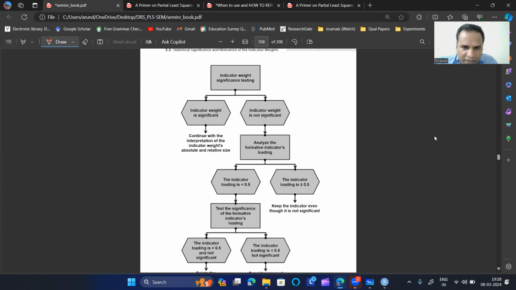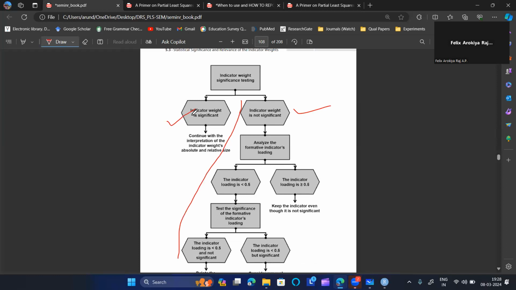Indicator weight significance testing. If the indicator weight is significant, continue. Don't check any other thing. Felix ji, if your indicator weight is significant, don't do anything. Just retain it. But in our case, indicator weight was not significant, so we had to follow all the steps from top to down.